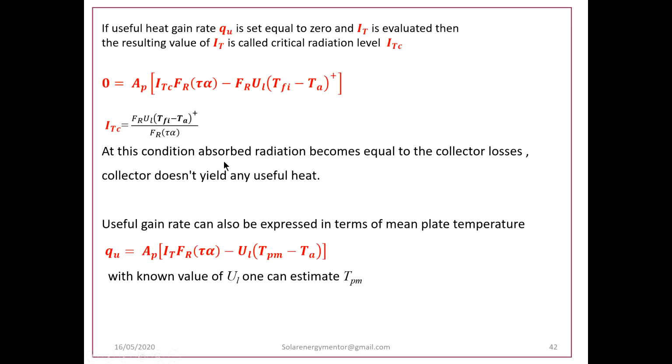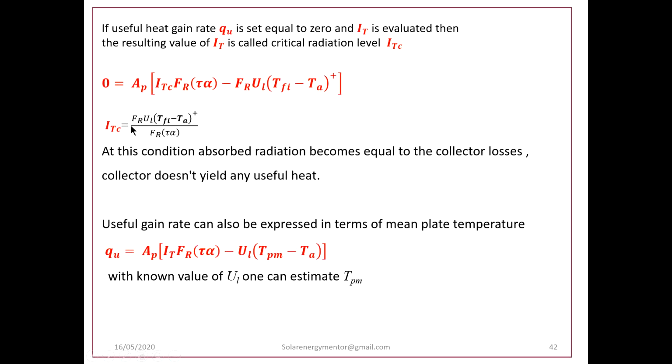Okay, so at this condition, what does this indicate? At this radiation intensity, the useful heat gain rate is 0. So what happens at this condition? Absorbed radiation becomes equal to collector losses. The absorbed radiation balances the collector losses, so Qu becomes 0. So this is one way to find the threshold of radiation below which the collector will not deliver, and above which the collector will start delivering positive energy.